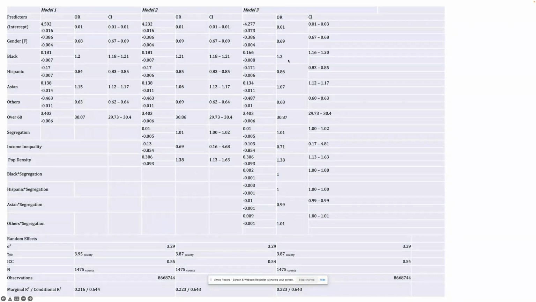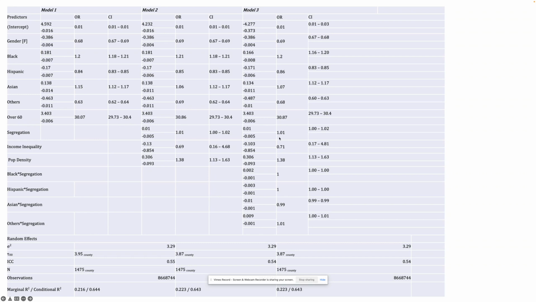Now, in the third model, the Black population has a 20% more likelihood of dying of COVID-19 than whites. Hispanics have 14% lower chances of dying of COVID-19 as compared to whites. Asians have 7% more likelihood. And the interesting thing is segregation itself is associated positively, statistically significant, meaning 1% more likelihood of dying of COVID-19 if they live in segregated counties as compared to non-segregated.